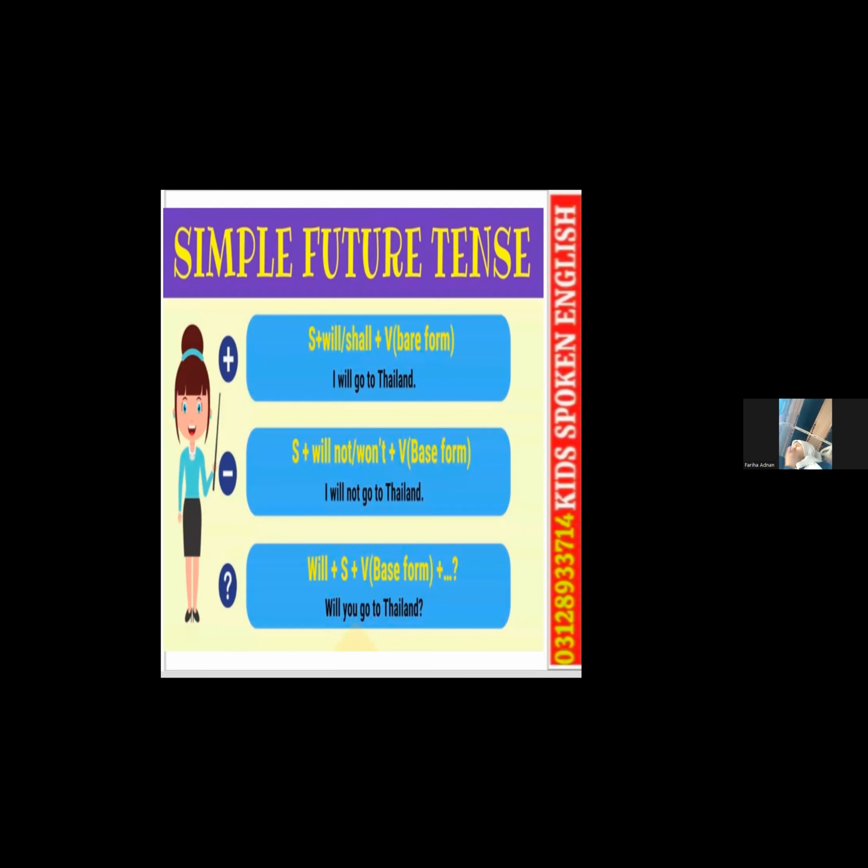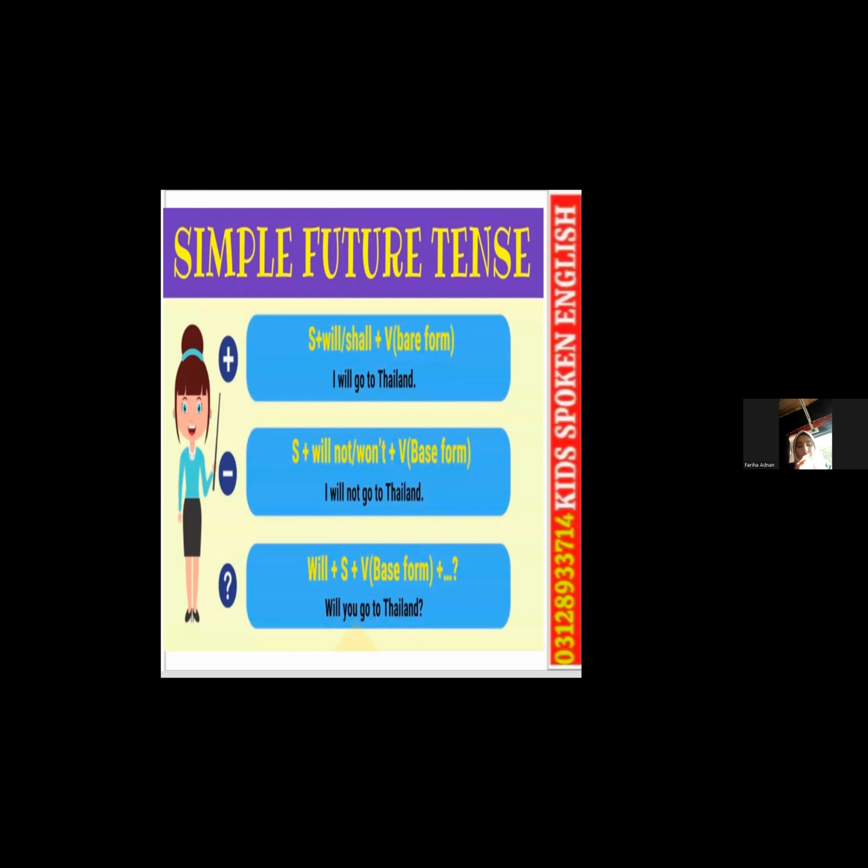Base form means first form of verb. You just have to use the first form of verb. You don't have to worry about any form of verb. So, subject plus will, plus verb first form, and the rest of the sentence, that's it. Okay, example is, I will go to Thailand. Main Thailand jaunga, okay? I will go to Karachi.